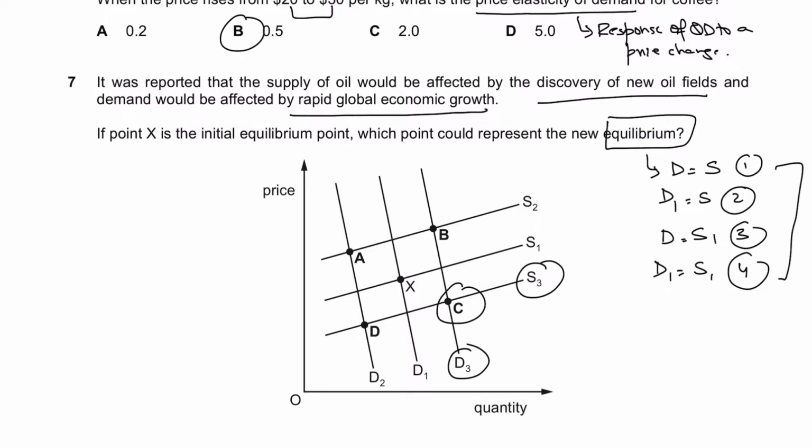So it's not necessary that this D1 is equal to this D1. By D1 I mean the new demand curve, and by S1 I mean the new supply curve. So the demand curve has shifted to D3, and the supply curve has shifted to S3, right? So as a result, C is the correct answer. I hope you understood this.